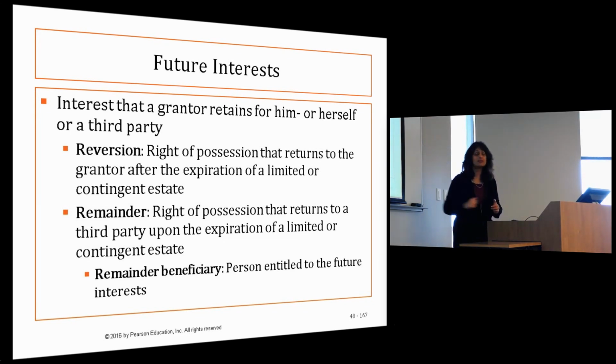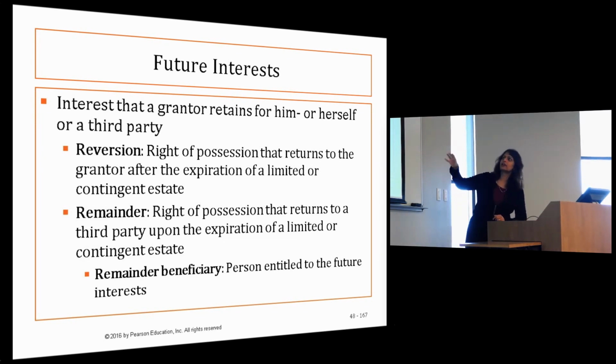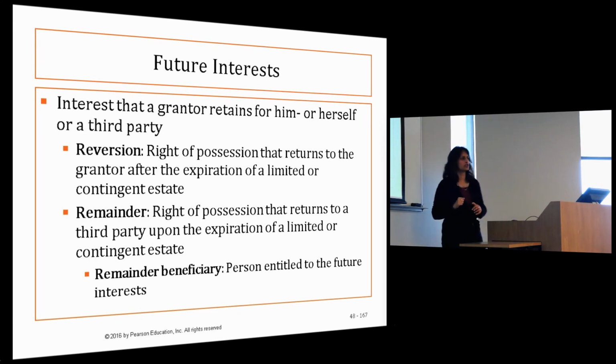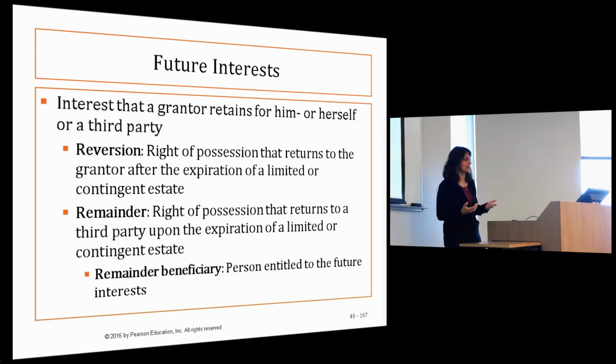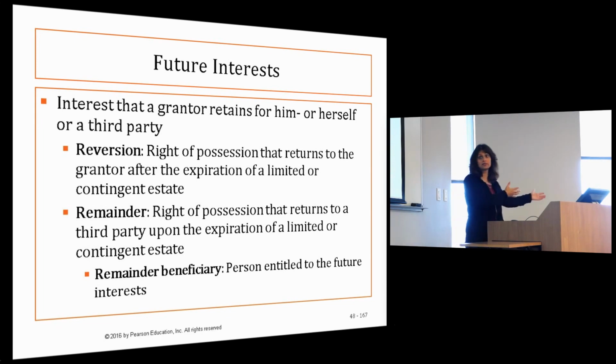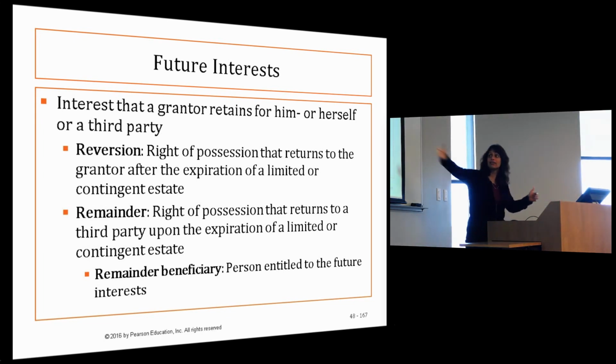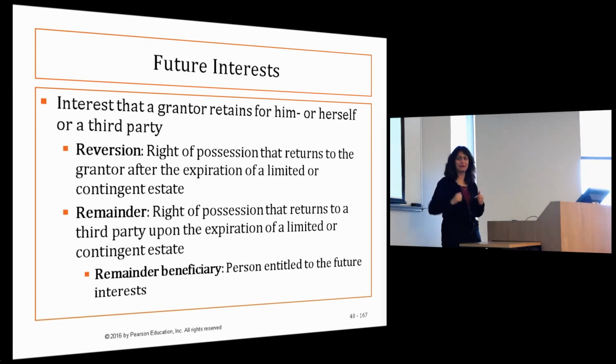What is a remainder? A remainder is a right of possession that returns to a third party upon the expiration of a limited interest. The limited interest here being a life estate. So in that H and W situation, when W passes away and it goes to the husband's kids from the first marriage, that is a remainder interest, right? Because those kids are remainder beneficiaries.